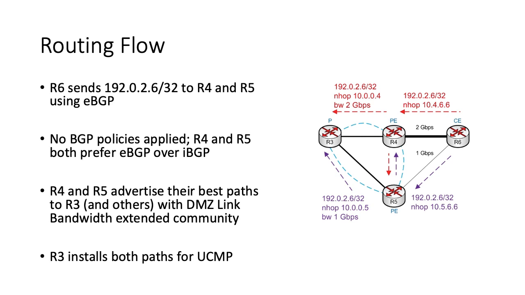When R3 and other iBGP speakers receive these routes, they install both routes just like in ECMP because this community does not impact BGP best path. It does, however, influence the RIB and FIB share ratios, allowing R3 to send twice as much traffic to R4 when compared to R5 because it has a faster connection to R6.